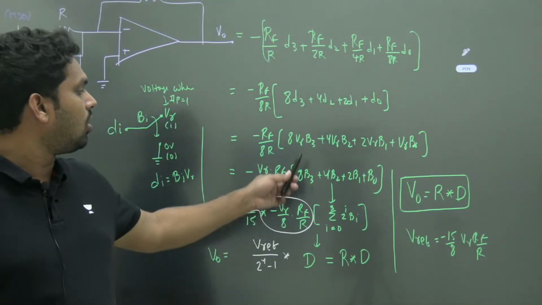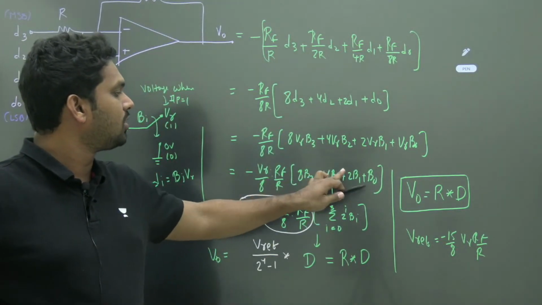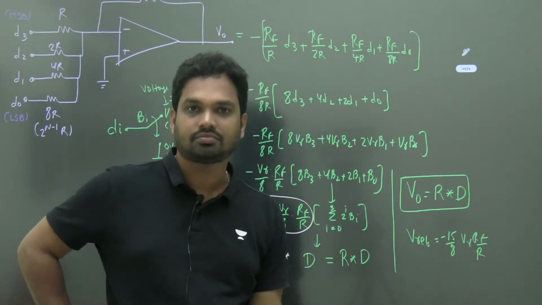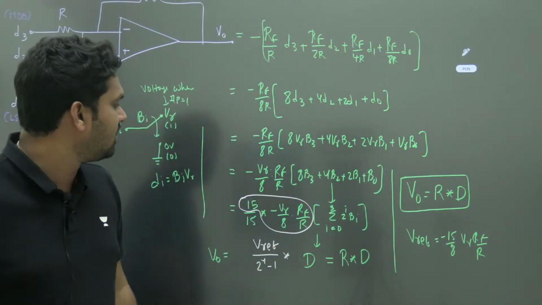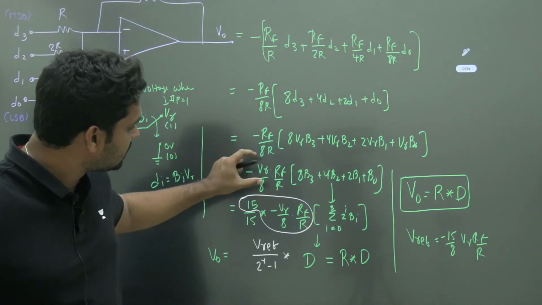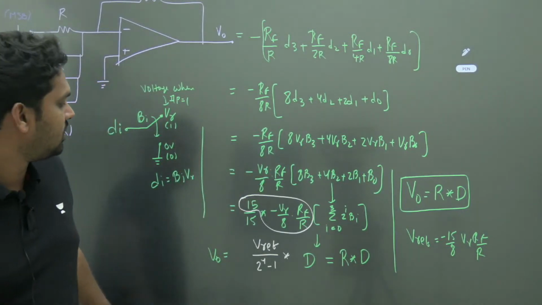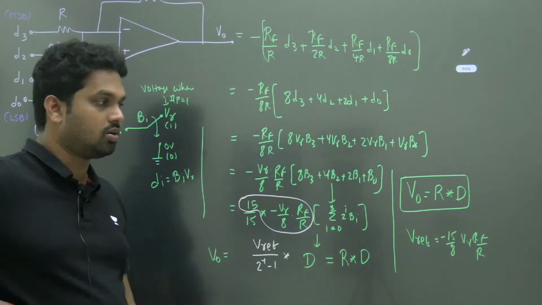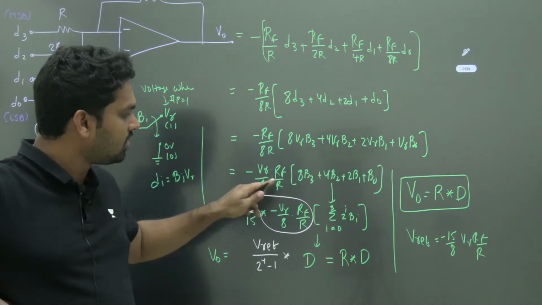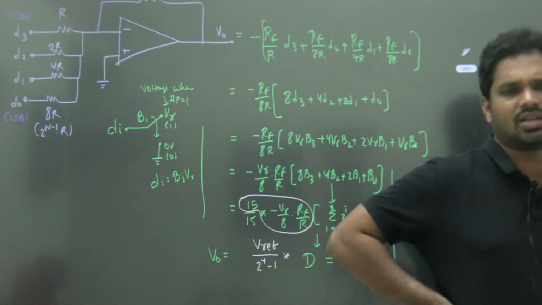Suppose you substitute all ones here, B3, B2, B1, B0 all 1, what do you get? 8 plus 4 plus 2 plus 1 is 15. So minus 15 by 8 VR into RF by R. That is the V reference. That is the reason we multiplied with 15 and divided with 15, to show that this part is equivalent to V reference, or 2 power n minus 1 over 2 power n minus 1. Is it clear? Without this manipulation, simply substitute all ones. Whatever you get here is nothing but your V reference. V reference is the output you get for the maximum input. So no need to remember anything in this equation, guys.